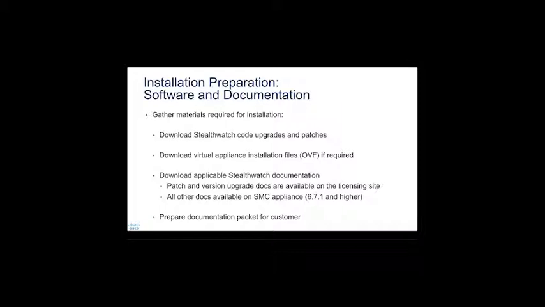You also want to get your hands on the appropriate documentation for that version. The patch and version upgrade docs and release notes are available on the licensing and download site. However, the appliance documentation specific to the appliances, the usability and administrative guides, are actually all available natively on the appliances themselves. So once you get an appliance running, you can actually download the how-to-use documents, if you will. You may want to also prepare a document packet for the customer.